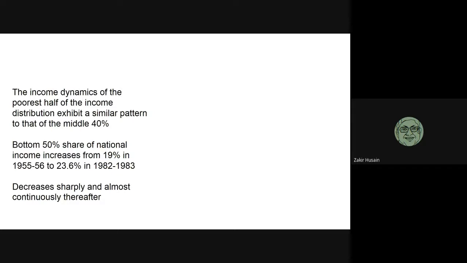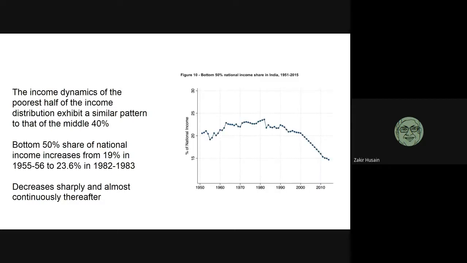Now let us look at the poorest half, the bottom 50%. So we have looked at the top 10% and the middle 40%. Now we look at the bottom 50%. And we can see that after independence, there was a marginal increase from about 22 to 24% over here. But after that, from the 1980s onwards, with liberalization, a very sharp decrease. And this has been persistent.